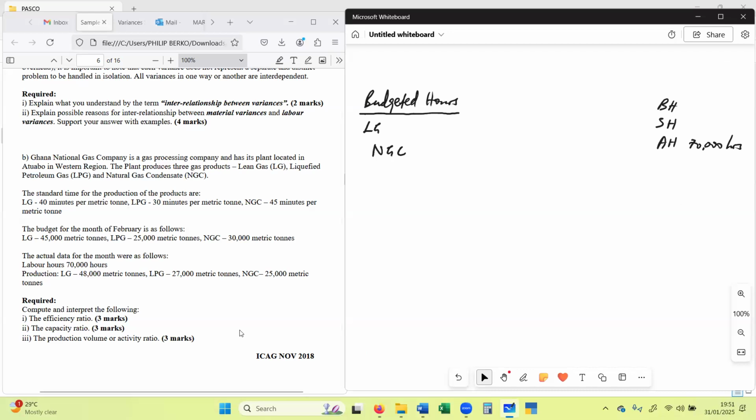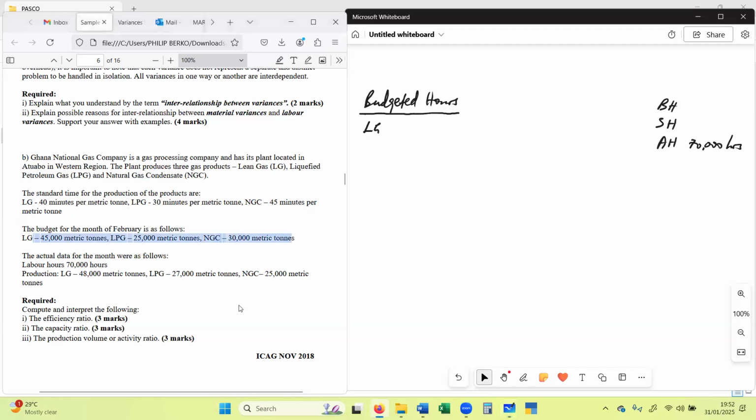All right. So if you want budgeted hours, what do we do? We need the standard hours. They say standard time, so those are the standard hours. You need the standard hours to multiply what? Budgeted output. And we have the budgeted output here, for the month of February, as follows.